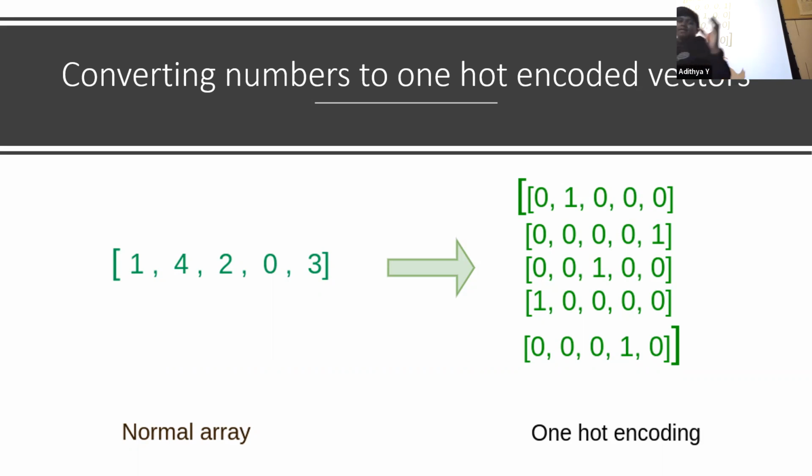If you have a list of numbers like 1, 4, 2, 0, 3, and you want to encode it as one-hot vectors, you basically treat those numbers like indexes in a list. If we have 1, we set the second column in our first list to 1, because it's 0 indexed. For 4, we set the last one. For 2, set this one. For 0, the first one. This allows us to take a bunch of numbers and turn them into one-hot vectors.